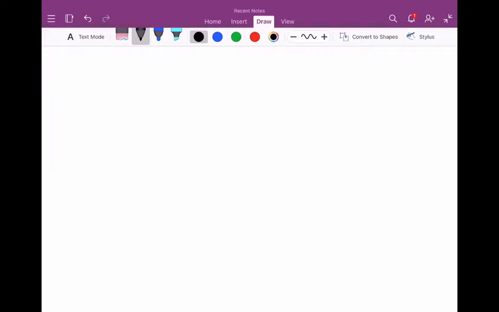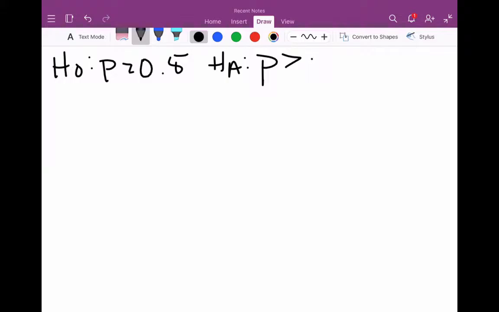So our null hypothesis is p equals 0.5. So they should get it right 50% of the time. Our alternative hypothesis then, because we're trying to see if therapeutic touch practitioners can actually successfully detect a human energy field, then they should be able to get it correct more than 50% of the time. So our alternative would be greater than 50% of the time.